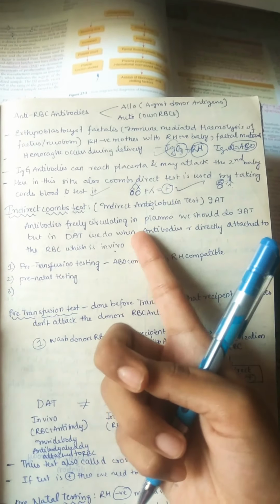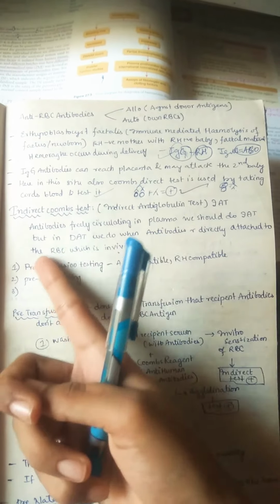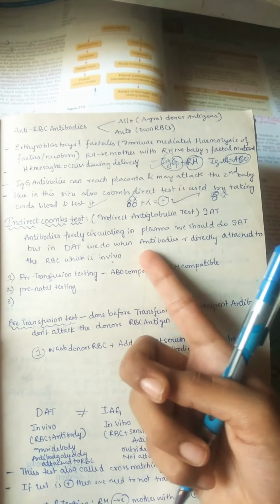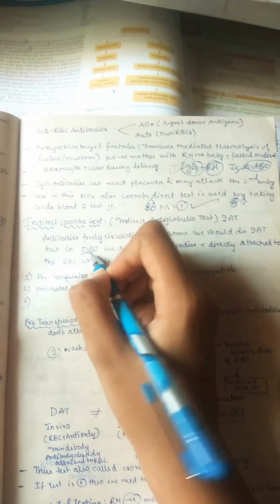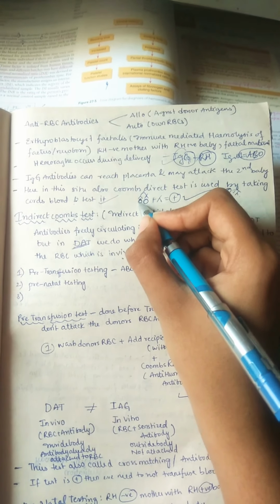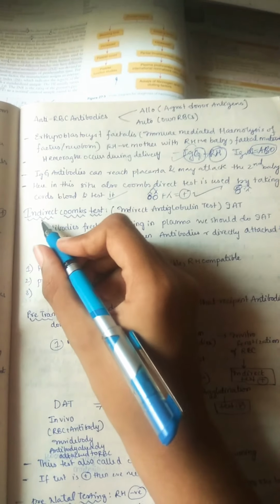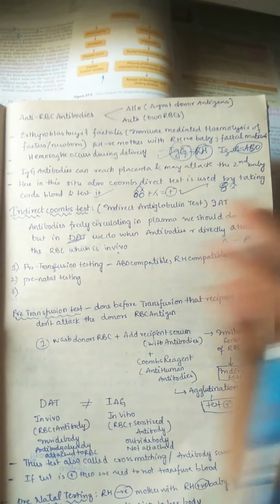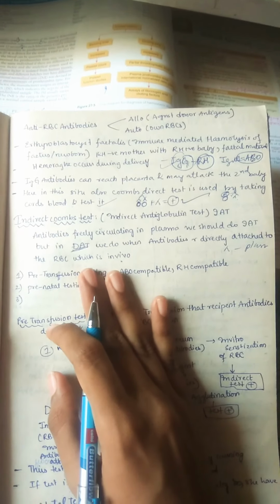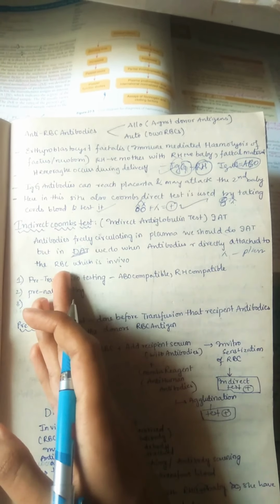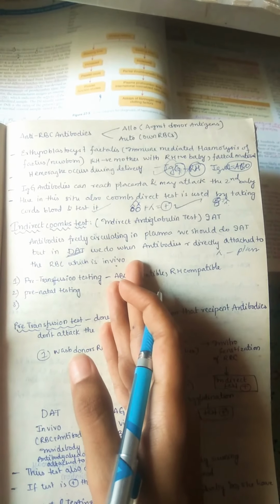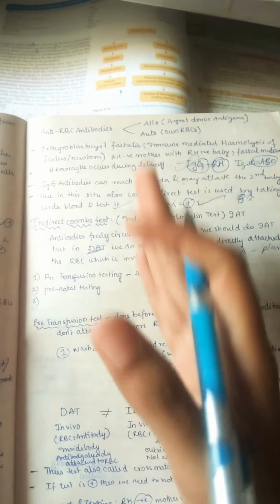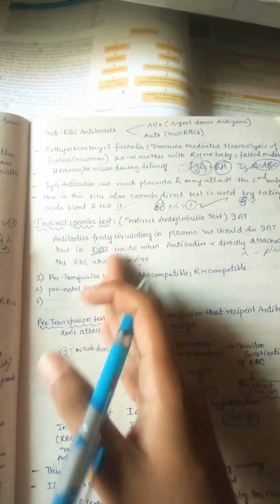So when antibodies are freely circulating in plasma, we should do the indirect test, but we do the direct test when the antibodies are directly attached to the RBC. You can understand it from the name only. Direct test means it is done when the antibodies are directly attached to RBC. But indirect means the antibodies are flowing in the plasma, but they are not directly attached to the RBC. So the direct test is in vivo and the indirect test is in vitro.